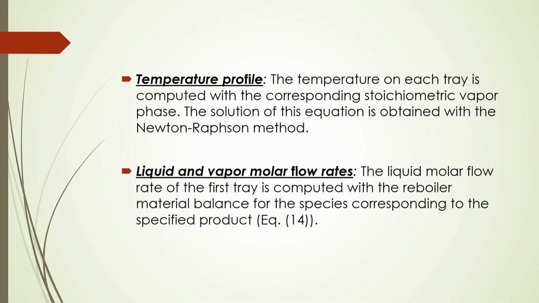And the temperature on each tray can be computed with the corresponding stoichiometric vapor phase. The solution of this equation can be obtained with the Newton-Raphson method. And also the liquid and vapor molar flow rates of the tray can be calculated with the reboiler material balance for the species that will correspond to the specified product.